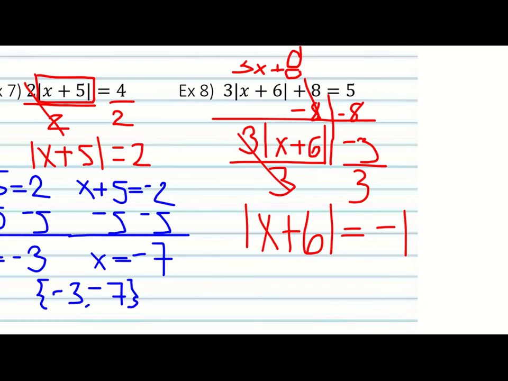So when I have the absolute value bars isolated, I want to make sure the absolute value is equal to either 0 or a positive number, because absolute value is distance. In this case, it says the absolute value is going to be negative 1. Well, since the absolute value is distance and distance is always positive, this is never going to happen. You are never going to get an absolute value equal to a negative number as the final result. So since this will never happen, we will say that this one will have no solution.